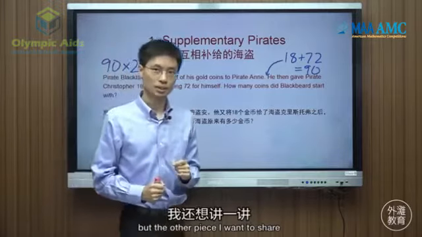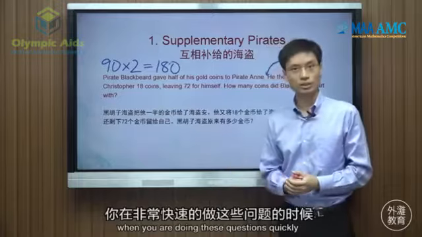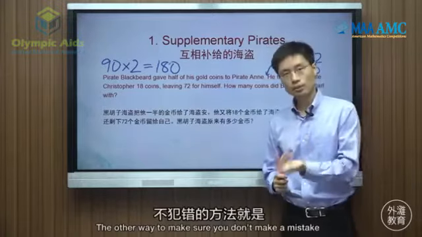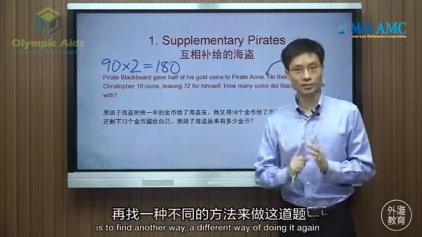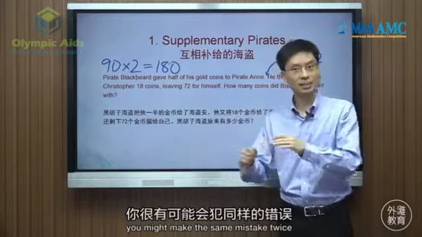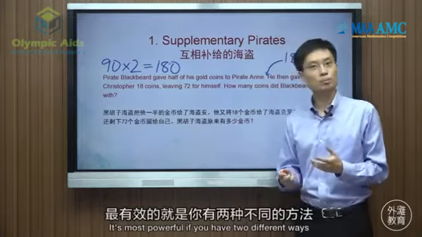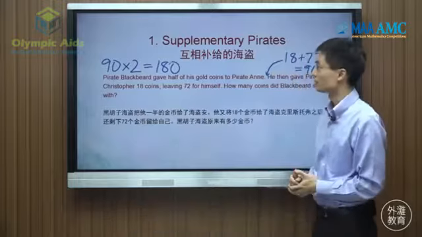But the other piece I want to share is that if you want to make sure you don't make a mistake when you're doing these questions quickly, the other way is to find a different way of doing it again. Because if you do it twice the same way, you might make the same mistake twice. It's most powerful if you have two different ways so you can double check your answer.